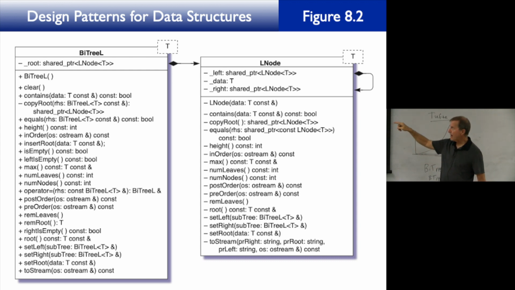So a binary tree has a root, has a pointer to a node, and then what does a node have? A node also has what? A pointer to a node. Okay, in fact, it has two pointers to a node. Left child and right child. Is everybody good? Okay, so those are all the methods.